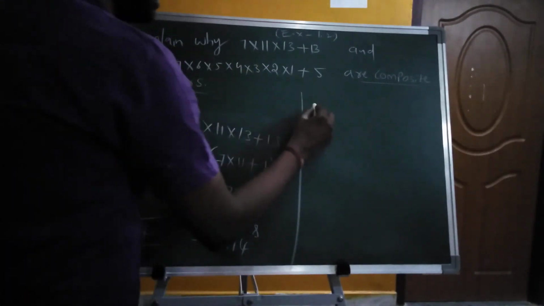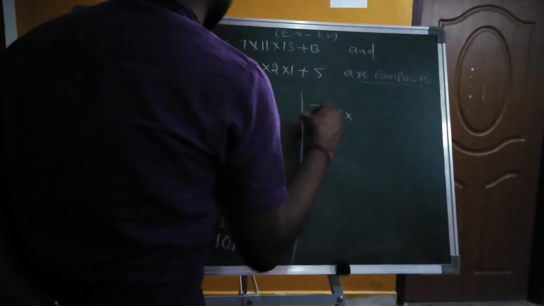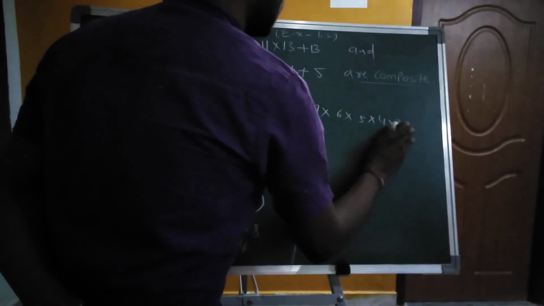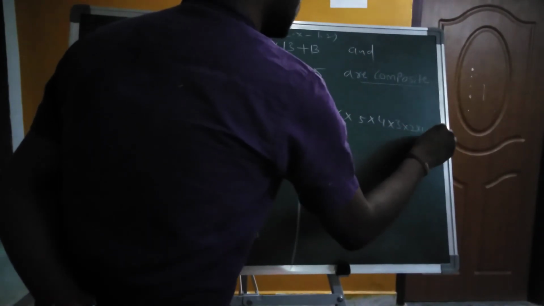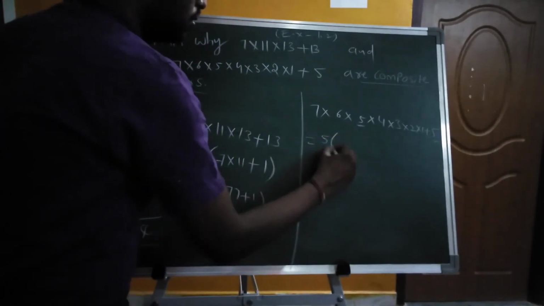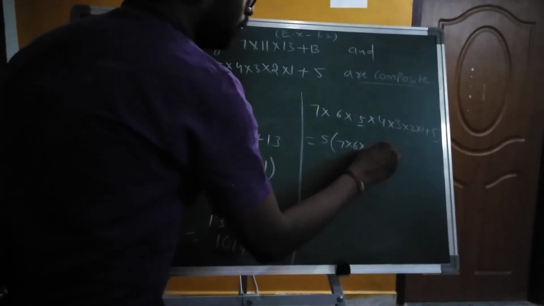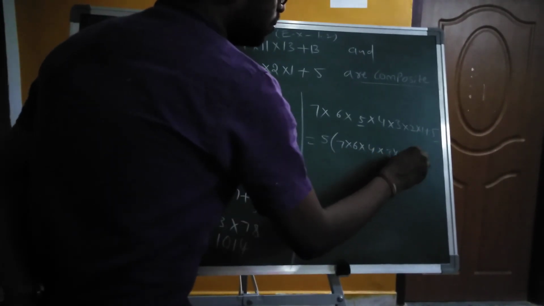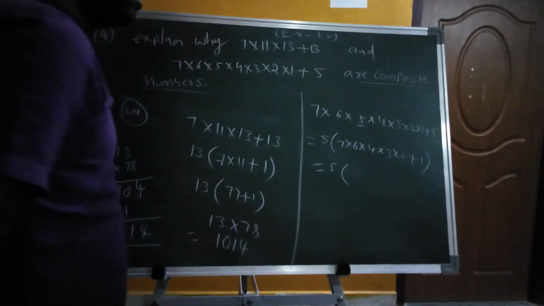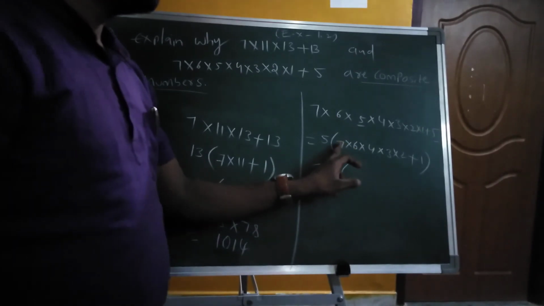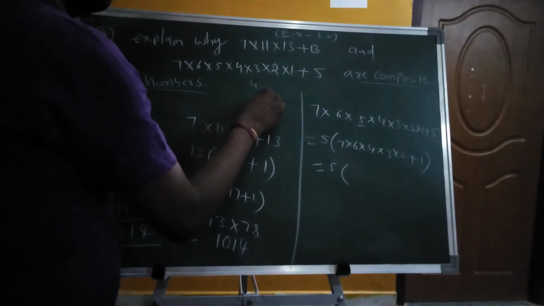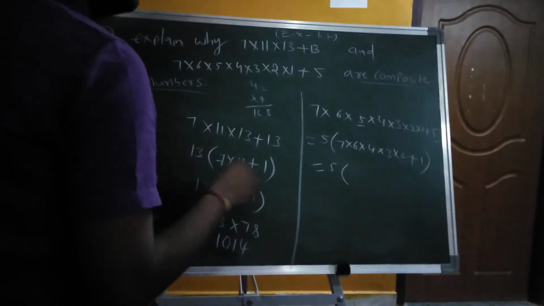Similarly here also, 7 into 6 into 5 into 4 into 3 into 2 into 1 plus 5. Here 5 is there, here also 5 is there. That means 5 is common. So 5 into (7 into 6 into 4 into 3 into 2 plus 1). 7 sixes are 42. 42 fours are 168.